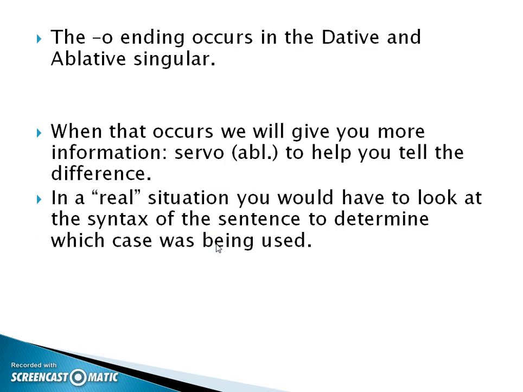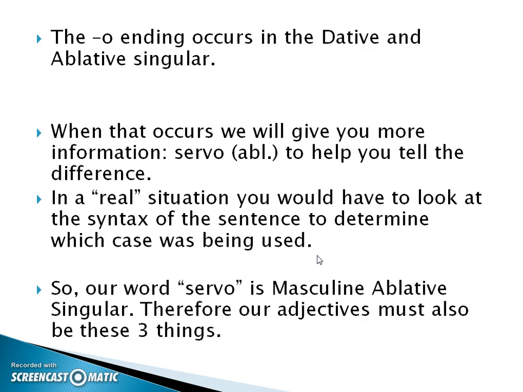In a real situation, if you were looking this up in a text, or reading something, or trying to compose something, you'd look at the syntax of the sentence and determine what case is being used in that sentence. But for these activities, all you need to do is identify the ending, and sometimes we'll give you a little help with that. So our word servo is masculine, ablative, and singular. That's the base information that we need, and our adjectives then have to match in all three: number, singular or plural, gender, masculine, feminine, or neuter, and case.